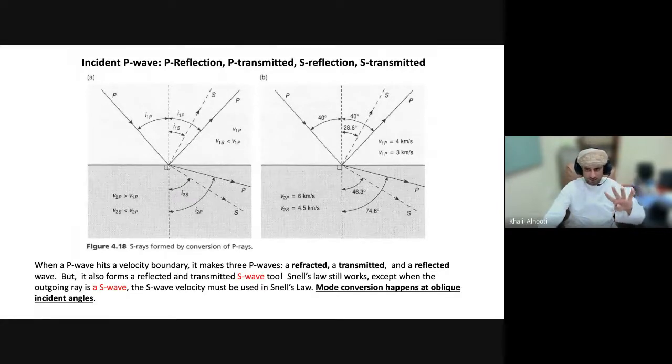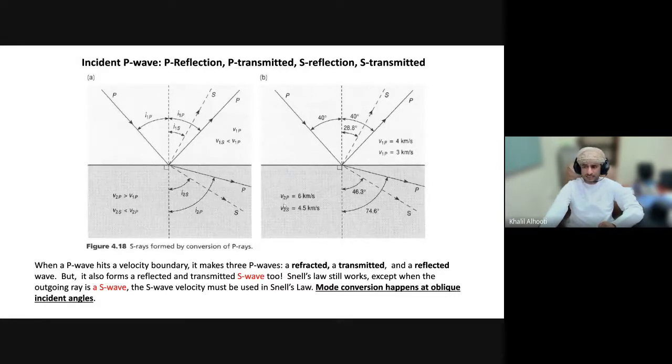This is a P wave hitting the interface. We will get a transmitted P wave, a transmitted S wave, a reflected P wave, and also a reflected S wave. This is only true if the ray hits the interface at an oblique angle, an angle which is not zero.